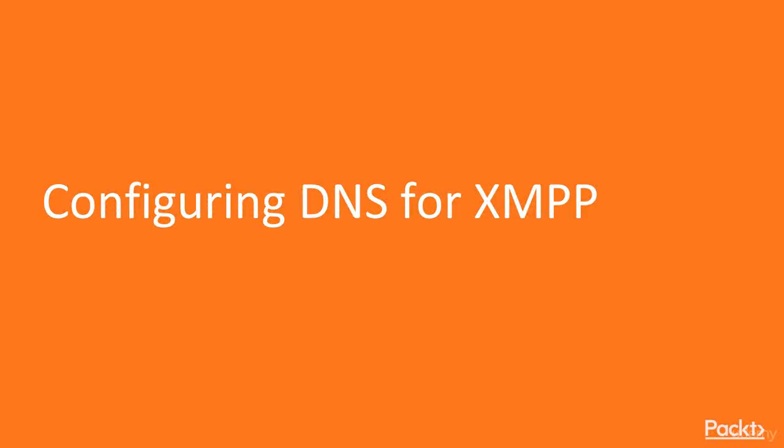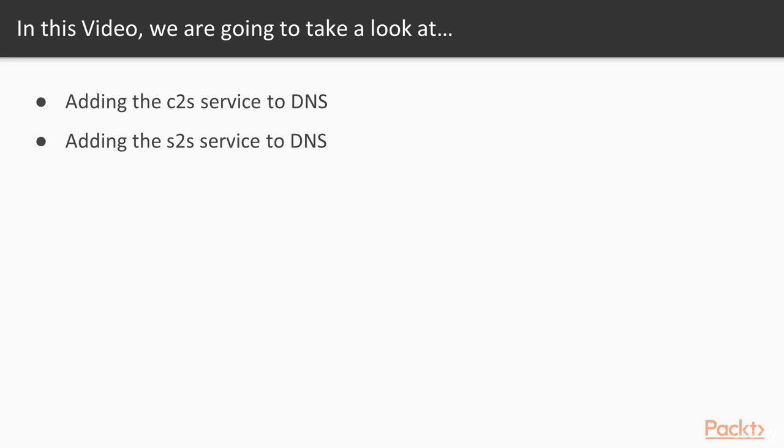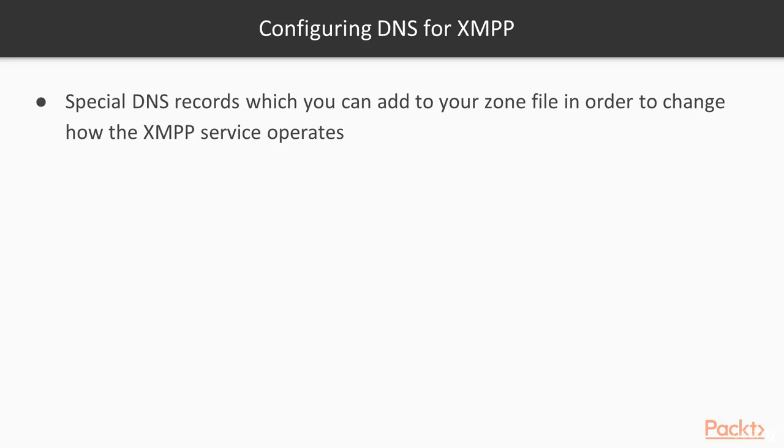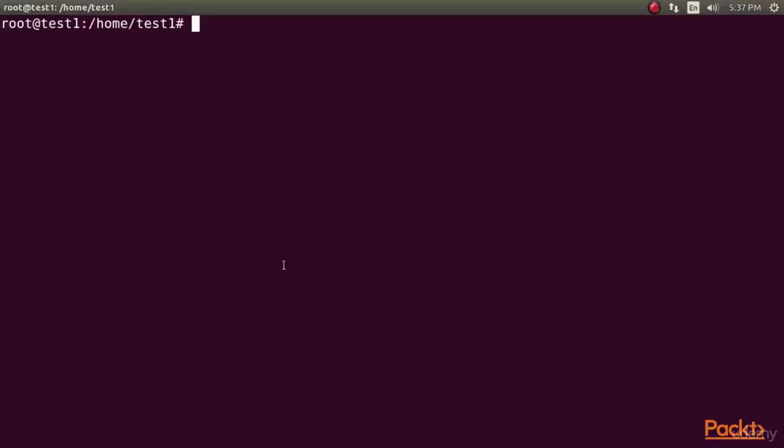This is the second video configuring DNS for XMPP. In the previous video, we installed ejabberd. In this video, we will first add the C2S service to DNS and then add the S2S service to DNS. Much like an email server, there are special DNS records which you can optionally add to your zone file in order to change how the XMPP service operates. Now let's start.